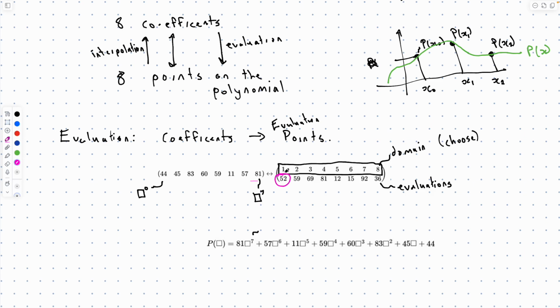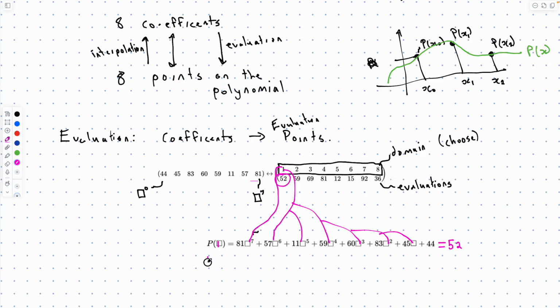I'm evaluating it at 1, okay? So what that means is I'm taking 1 and I'm putting it into every box. So these are all 1s now. And then I just add up everything, and the answer I get here is 52. So that tells me that this polynomial evaluated at the number 1 is 52.